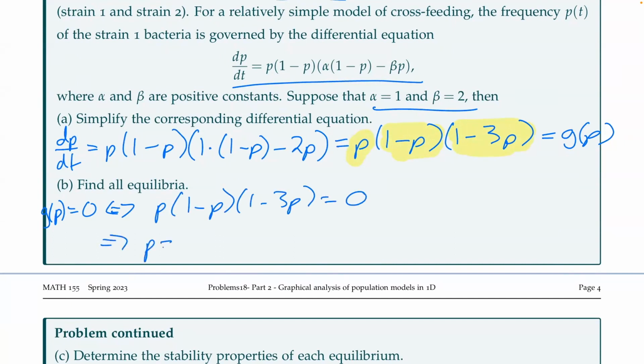So just like before, we can immediately write this down. Either p is equal to 0, or p must equal 1 from this second bracket here, or from the first bracket, the second term. Or 1 minus 3p is equal to 0, so p must equal a third.